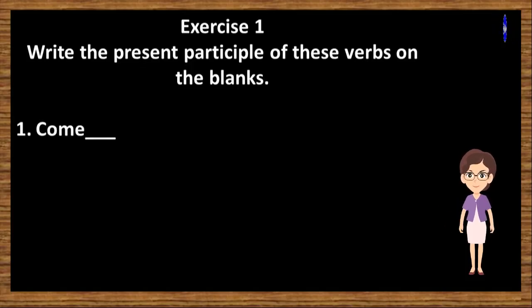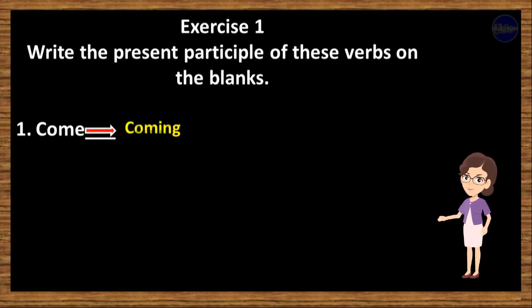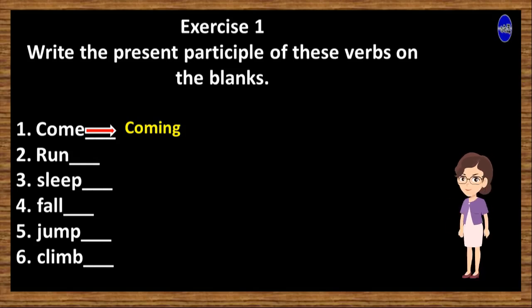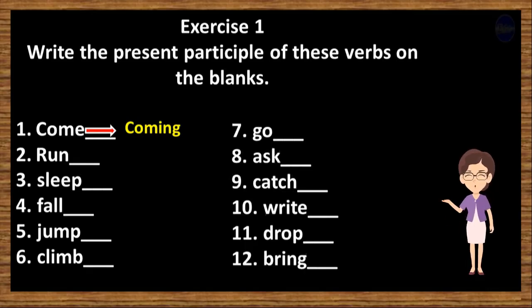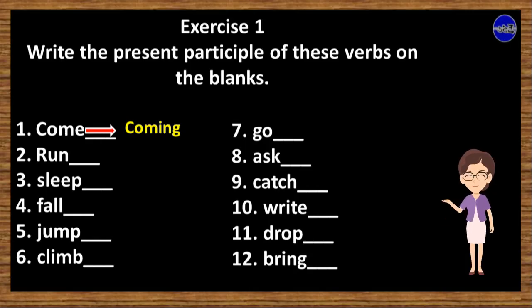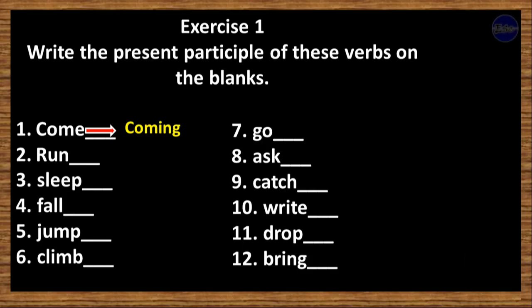1. Come. For example, the present participle, or verb-ing, of come is coming. 2. Run. 3. Sleep. 4. Fall. 5. Jump. 6. Climb. 7. Go. 8. Ask. 9. Catch. 10. Write. 11. Drop. 12. Bring.